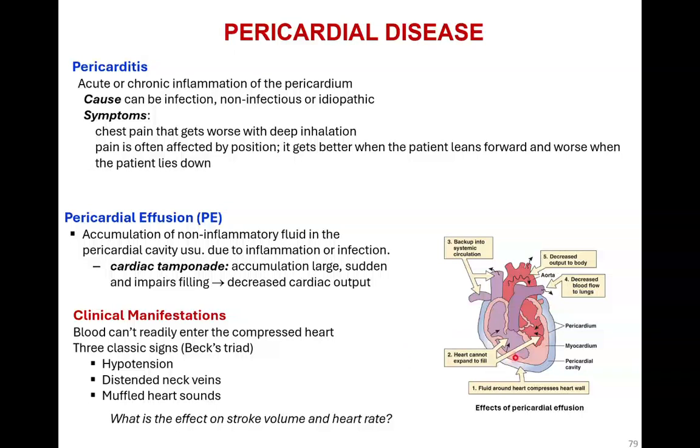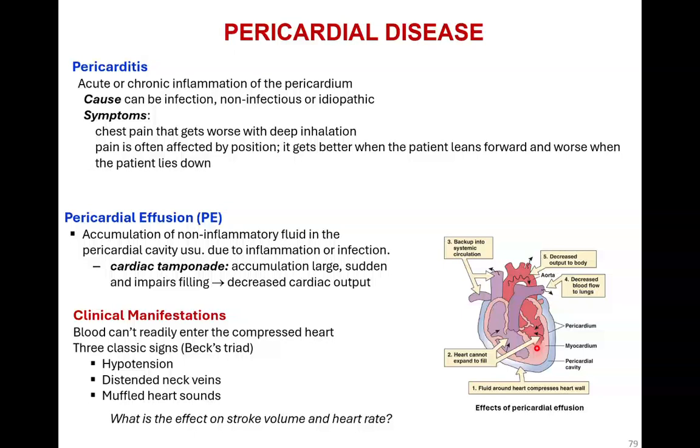And if it's not filling, again, closed circuit, two side-by-side pumps, if the blood can't go where it's supposed to go, it's going to back up somewhere. So we're going to get a backup into systemic circulation. What you're going to have happening then is decreased blood flow to the lungs, and you can have a decreased cardiac output because of this buildup of fluid around the heart.